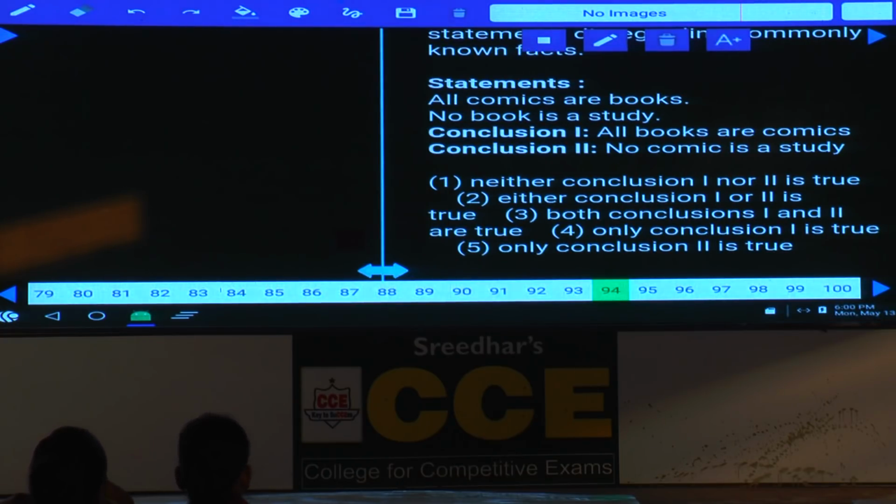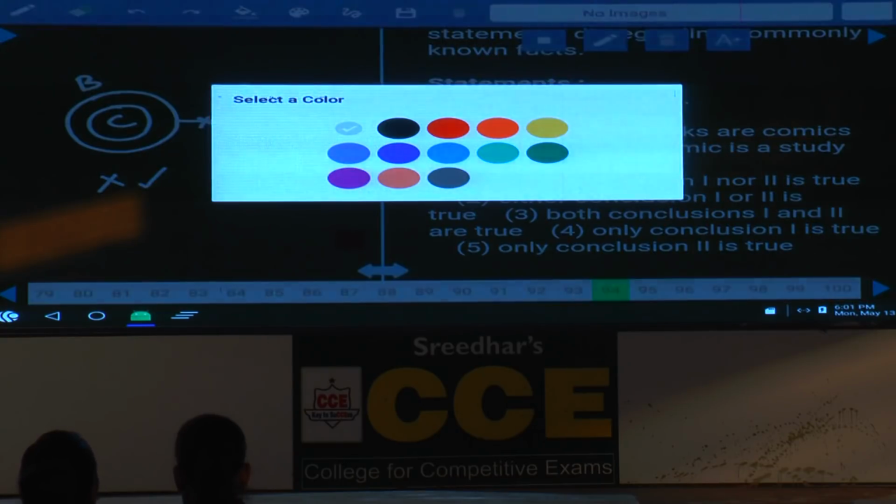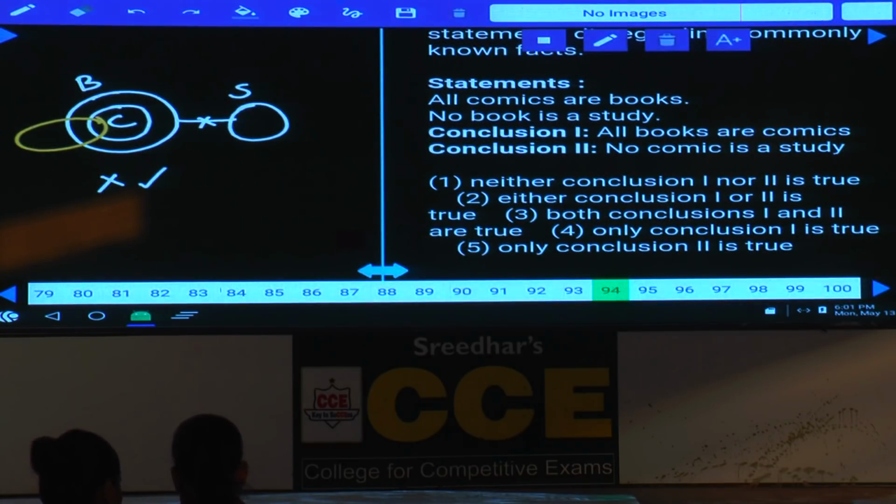Then 94, all comics are books. Yes, tell me how to represent this one. All these comics are books, and no book is a study. No intersection between book and study. And first one, all books are comics, that is false. No comic is a study, that is definitely true. Now the second conclusion is true. The second one is a negative conclusion. To make this one false, my diagram of study should be like this. Some comics are studies. Is it possible to represent like this? No, because if you draw study like this, then no book is a study will be false. And statement invalid, alternate diagram cannot be drawn. Hence the second conclusion will be true forever. That is choice 5. 94, choice 5.